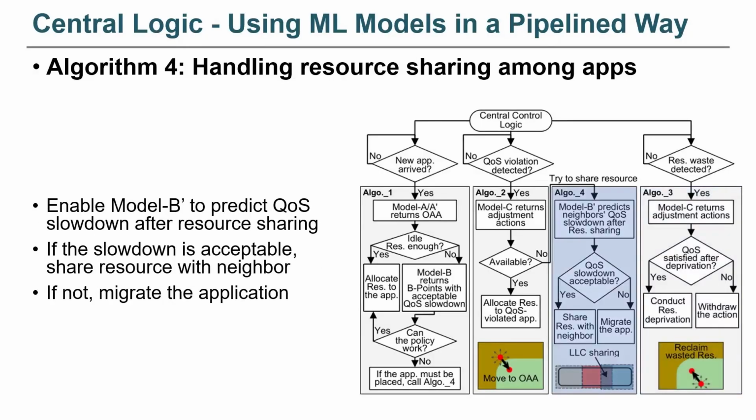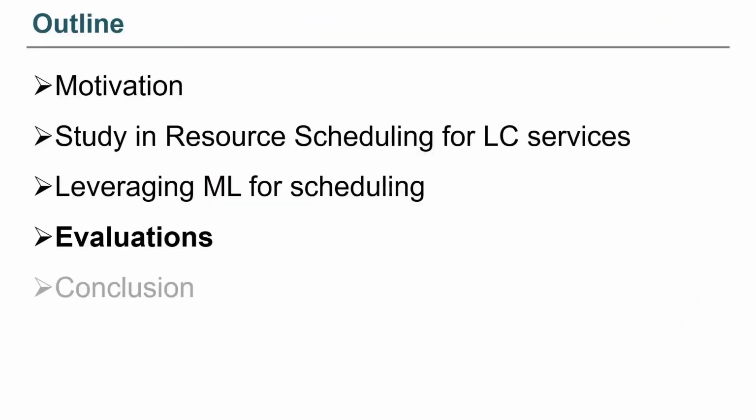Algorithm 4 handles resource sharing among applications. It enables Model B-Shadow to predict QoS slowdown after resource sharing. If the slowdown is acceptable, share a resource with a neighbor. If not, migrate the application.